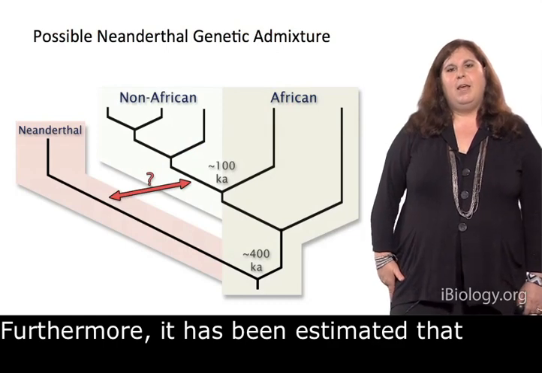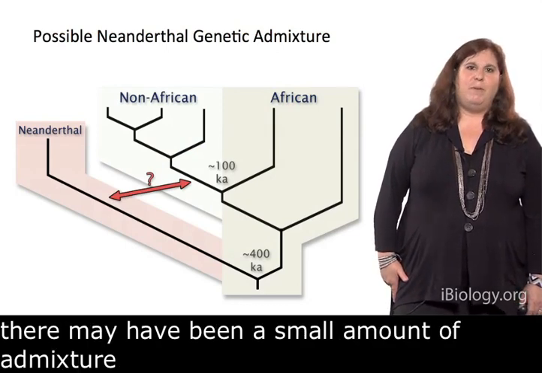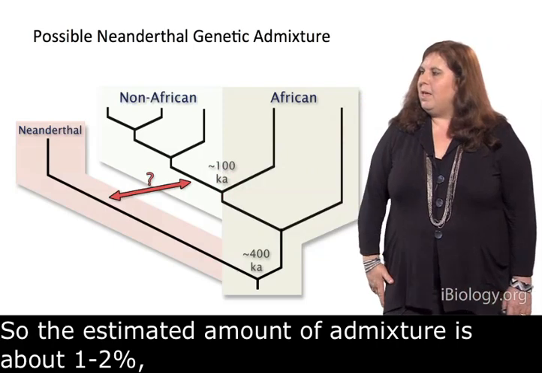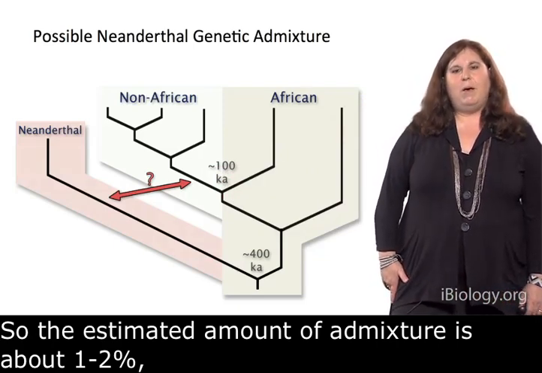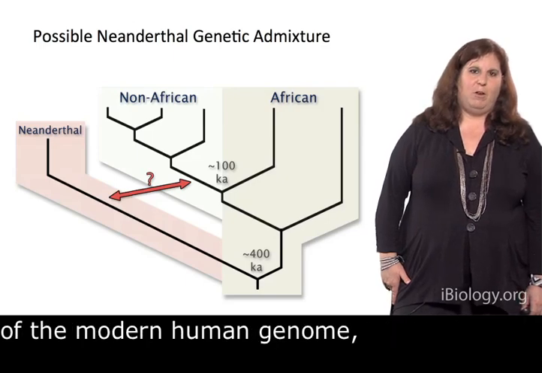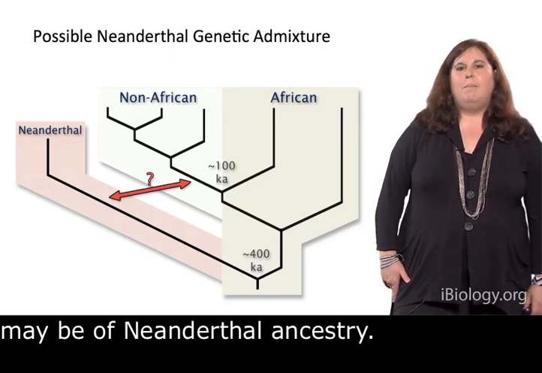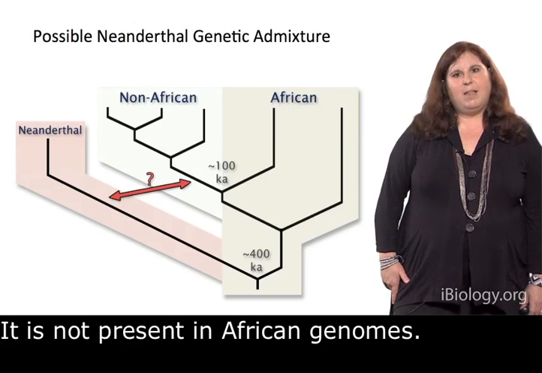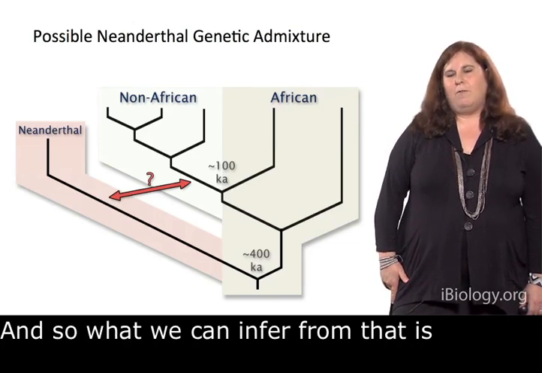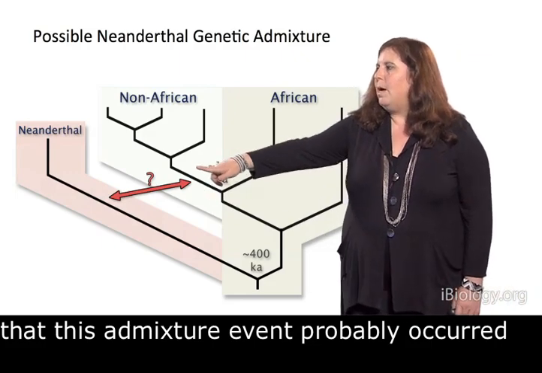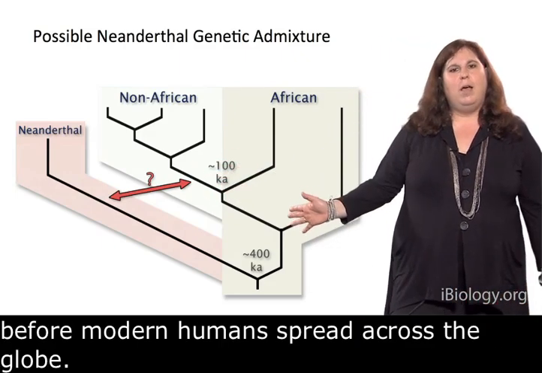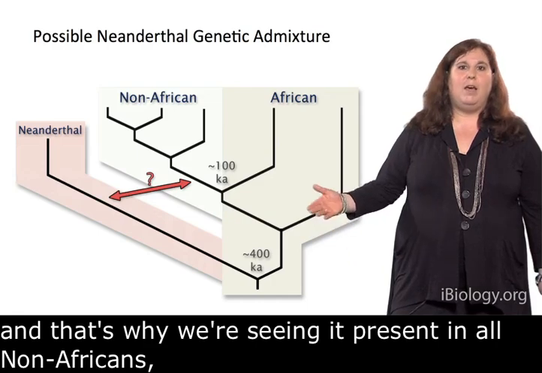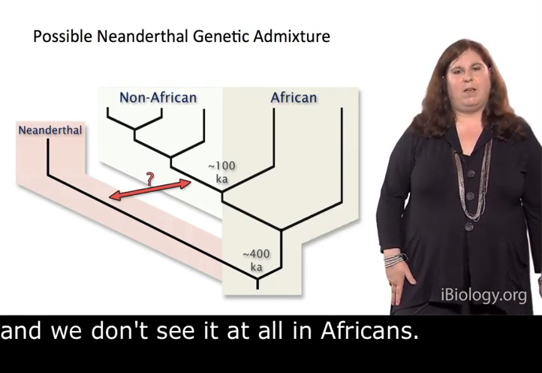Furthermore, it has been estimated that there may have been a small amount of admixture between Neanderthals and anatomically modern humans, as shown by this red arrow here. So the estimated amount of admixture is about 1 to 2% of the modern human genome may be of Neanderthal ancestry. But what is of interest is to note that this is only present in non-Africans. It is not present in African genomes. And so what we can infer from that is that this admixture event probably occurred before modern humans spread across the globe. It may have occurred, for example, in the Middle East. And that's why we're seeing it present in all non-Africans, and we don't see it at all in Africans.